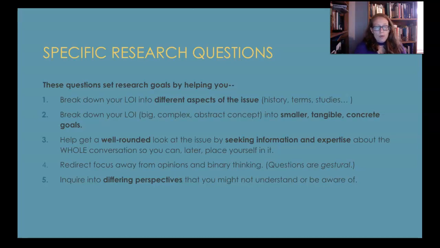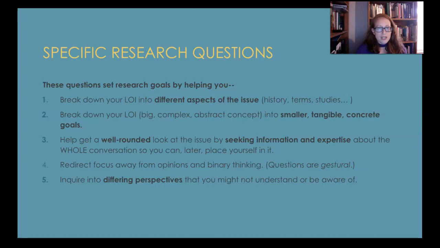It's also going to help get a well-rounded look at the issue, because you're going to be seeking more information and expertise about the whole conversation. So you can start evaluating and weighing what's biased and what's not, what's credible and what's not, and place yourself in that conversation later and redirect your focus away from just opinions and binary thinking.